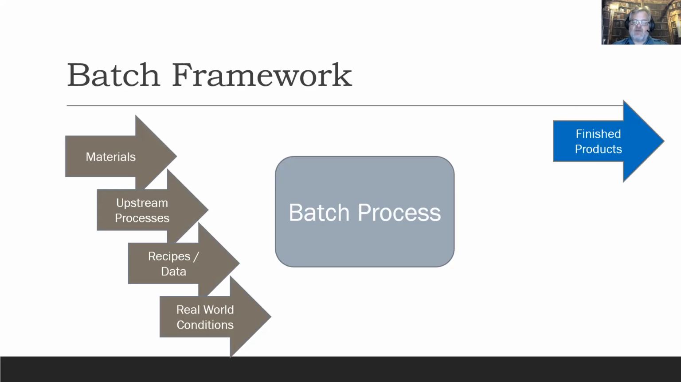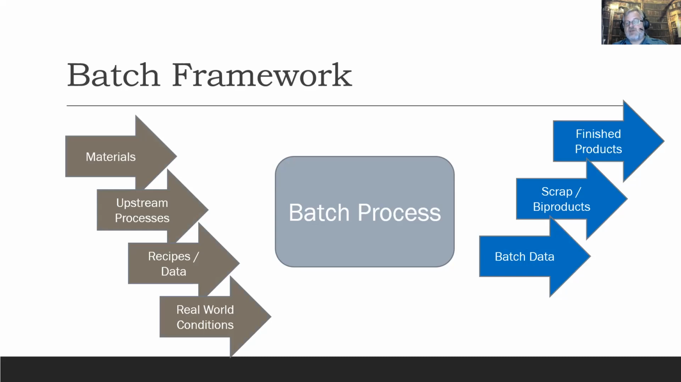So coming out of that batch framework, we obviously have finished products or products that need further steps. We have scrap and byproducts that can come out of the batch process. We have the data, which is probably one of the most important things we're talking about so far. Obviously, the finished product is probably most important, but in many cases, you can't sell or use that finished product unless you have the data. And the data comes in 2 flavors. We've got the batch data, and then there are additional layers of data that might have to do with regulatory requirements. I'm calling that validation data.